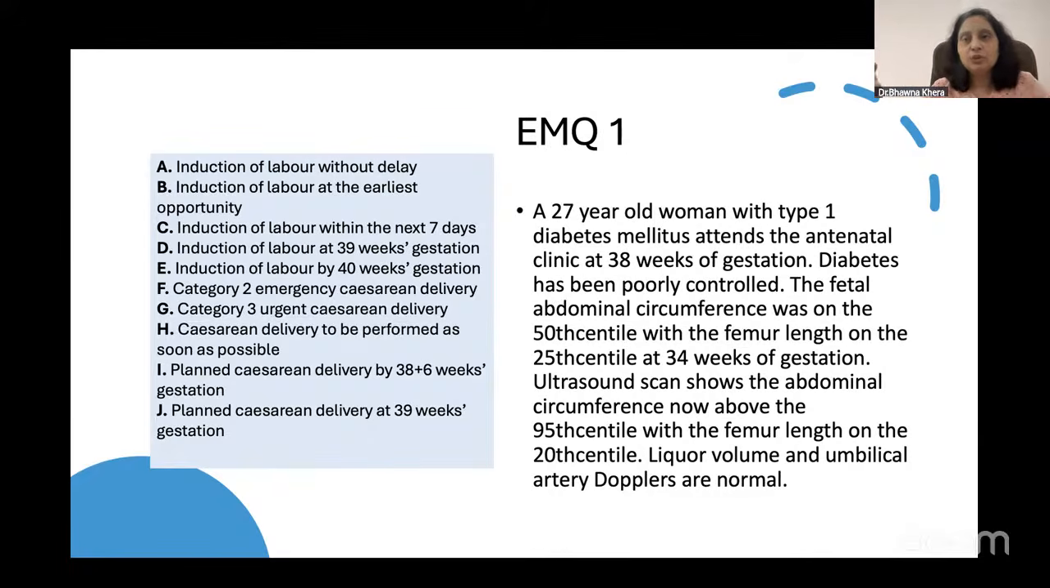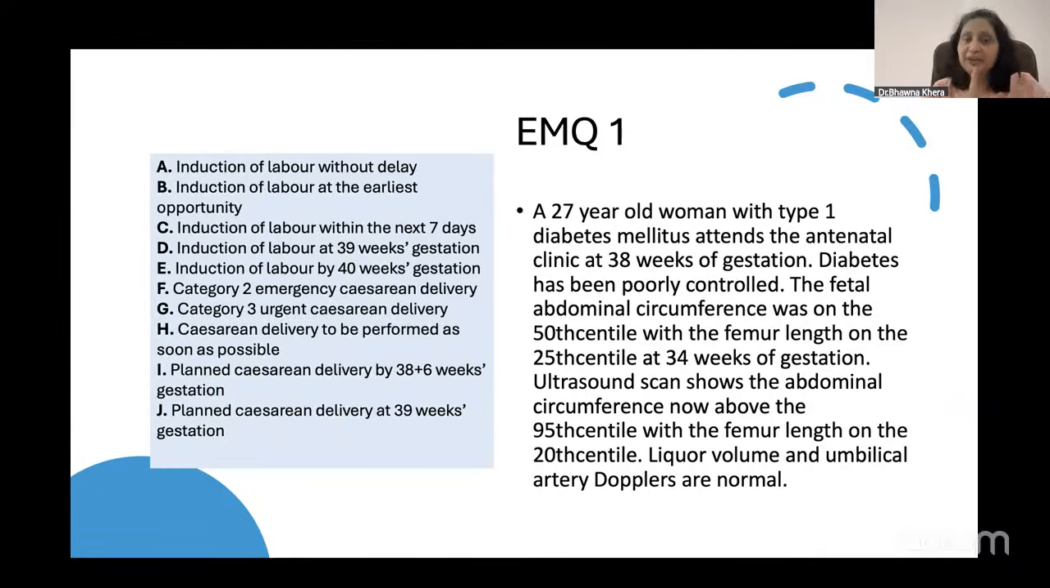And the second thing is, what should be the mode of delivery? Induction of labor or cesarean section? The birth weight is not given here, so we cannot go by that. If it were more than 4.5 kg, then we know it is going to be 100% cesarean. But in this case, still it is above the 95th centile. So macrosomia is definitely there.